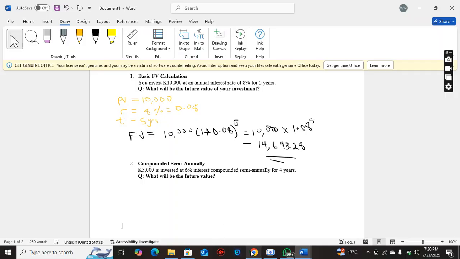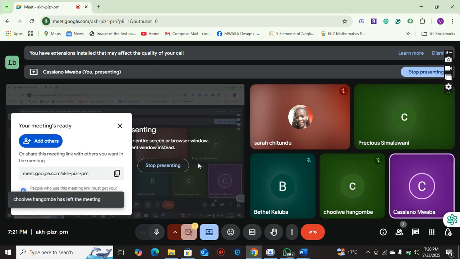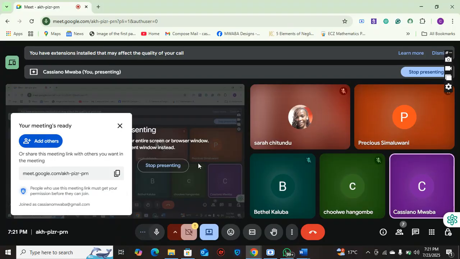Colleagues, do we know what compounded interest is? When we talk about compound interest, what do we understand? Because we've got simple interest and we've got compound interest. So what is compound interest? If I may ask, Madam Sarah or Madam Precious, Madam Bethel, I don't know if it's Mr. Cholwe.